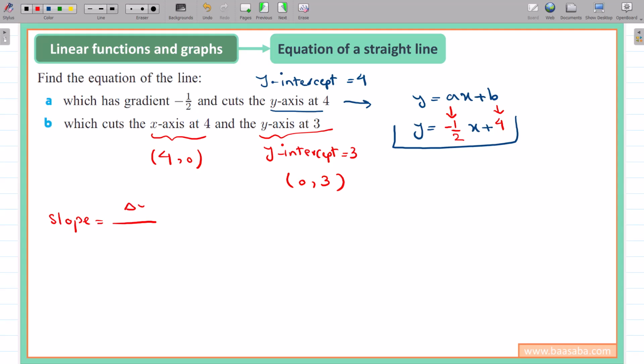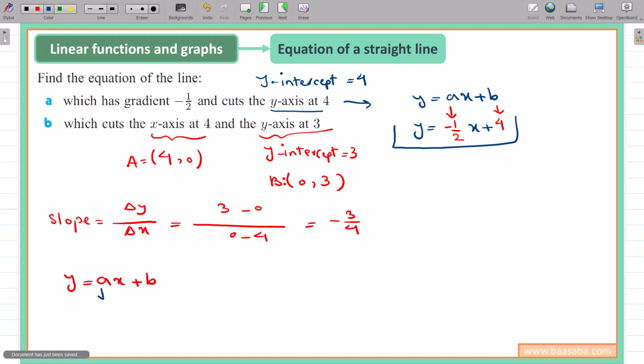Okay, first the slope. I'm going to name this one A and B. YB minus YA over XB minus XA. So the slope is -3/4. So we have the slope and we have the y-intercept. Slope is -3/4. Y-intercept is 3. So the equation of the line will be this.